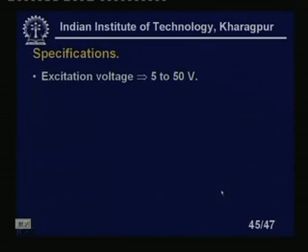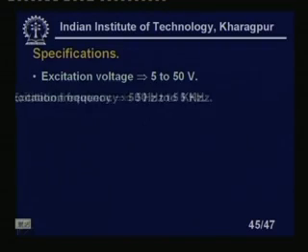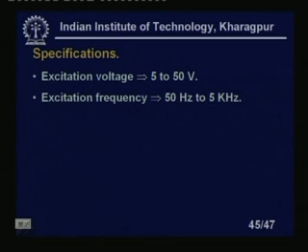Excitation voltage is 5 to 50 volt. This is a typical excitation voltage. We have excitations, we have an output, which we have already discussed. The excitation frequency lies between 50 hertz to 5 kilohertz. A typical range depends on the size and all those things. We can use this from 50 hertz up to 5 kilohertz.